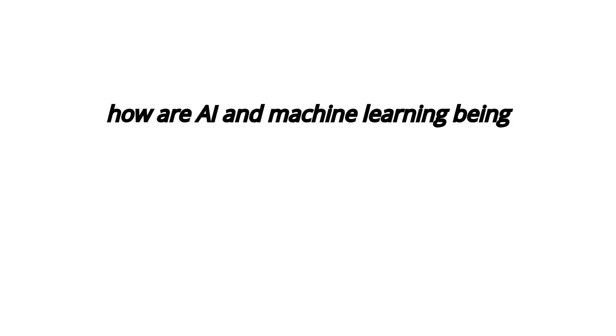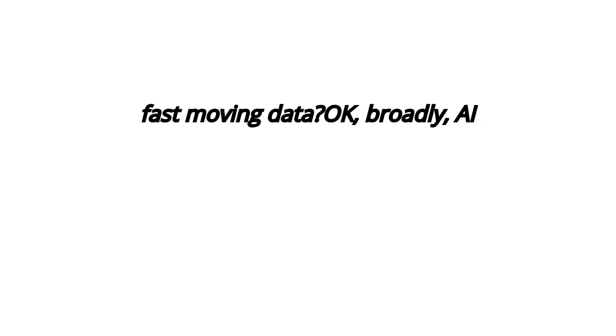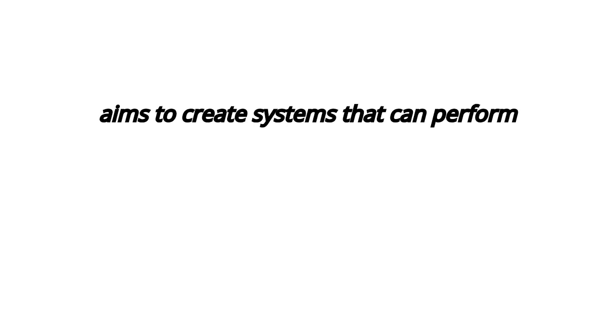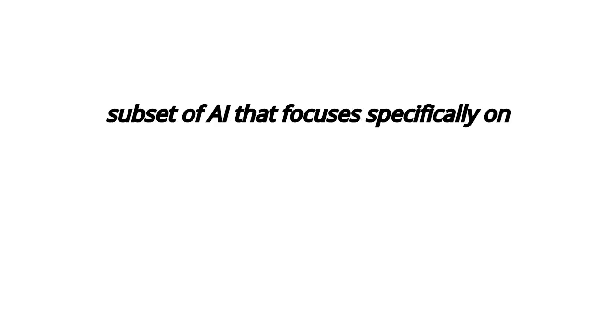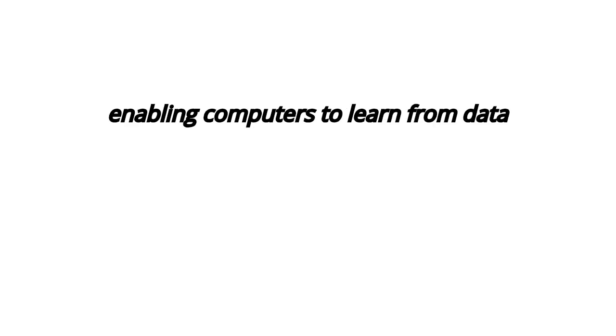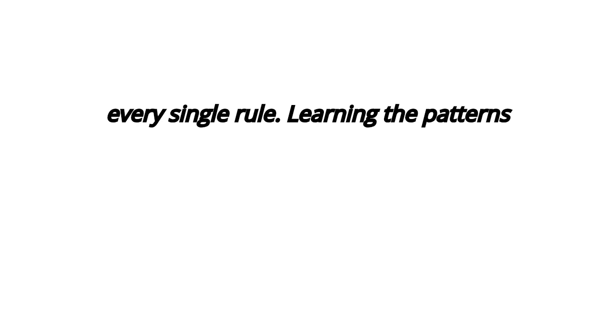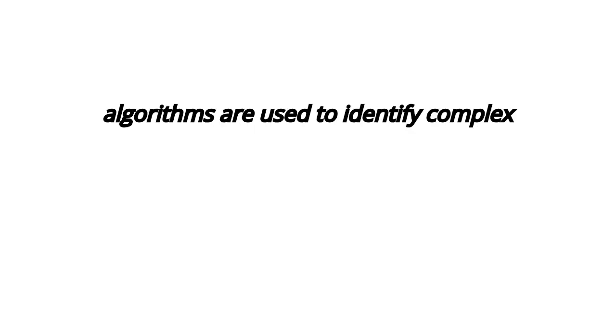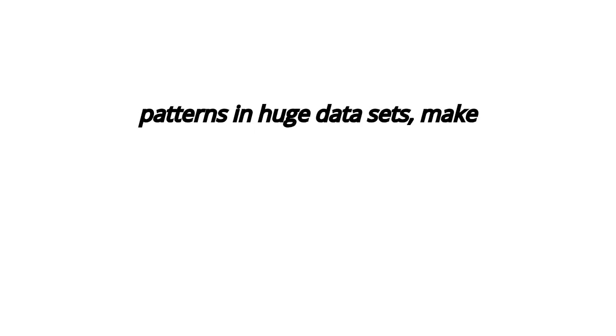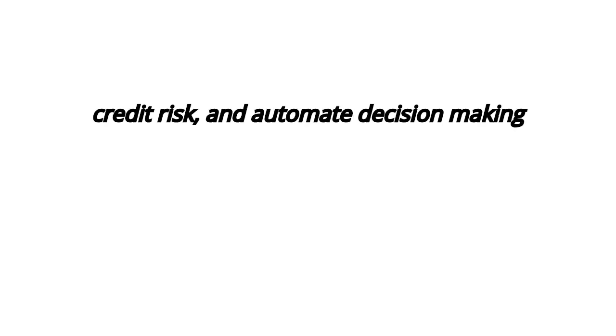And how are AI and machine learning being applied to this massive influx of varied, fast-moving data? Okay, broadly, AI aims to create systems that can perform tasks normally requiring human intelligence: reasoning, learning, problem solving. Machine learning is a subset of AI that focuses specifically on enabling computers to learn from data without being explicitly programmed for every single rule. Learning the patterns themselves. Exactly. Find the pattern, apply the pattern. In investment, ML algorithms are used to identify complex patterns in huge data sets, make predictions, like market direction or credit risk, and automate decision-making processes.